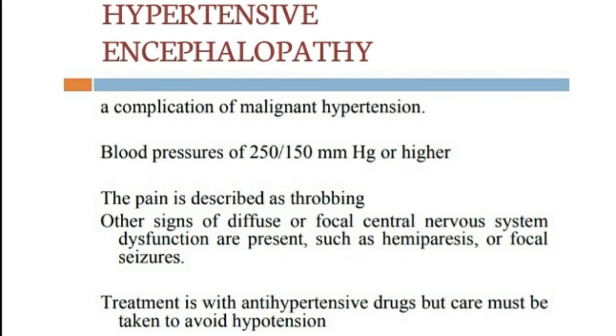Hypertensive encephalopathy. This is a complication of malignant hypertension. The blood pressure is usually around 250/150. The pain is described as throbbing. Other signs of diffuse or focal central nervous system dysfunction are present, such as hemiparesis or focal seizures. Treatment is with antihypertensive drugs, but care must be taken to avoid hypotension.